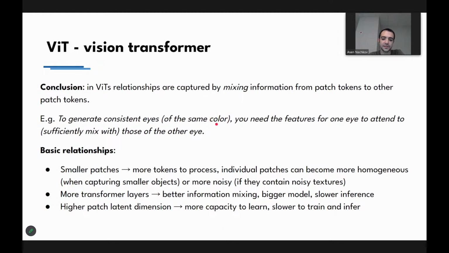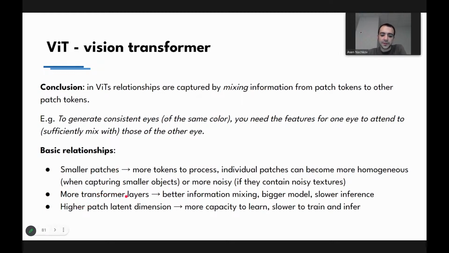And there are all kinds of symmetries. For example, faces are symmetric. So in that sense, you need your visual tokens from the left part of the image to attend to those corresponding tokens on the right side of the image. In general, smaller patches lead to more tokens being processed, which increases computation time and inference.